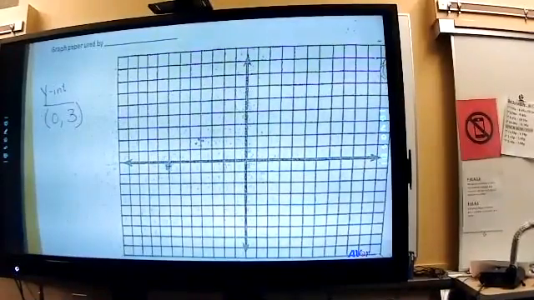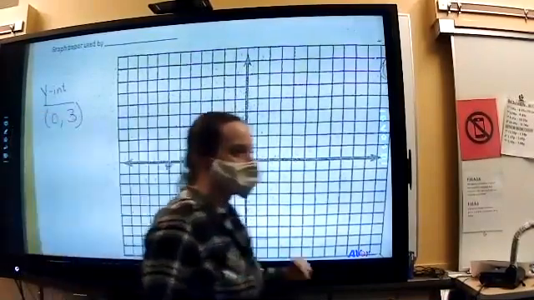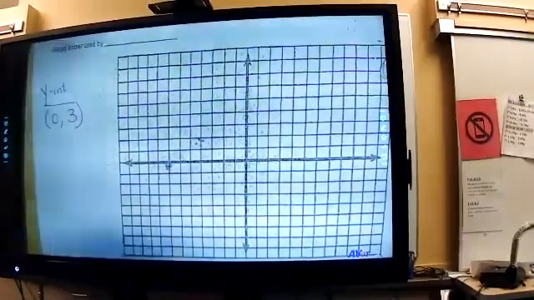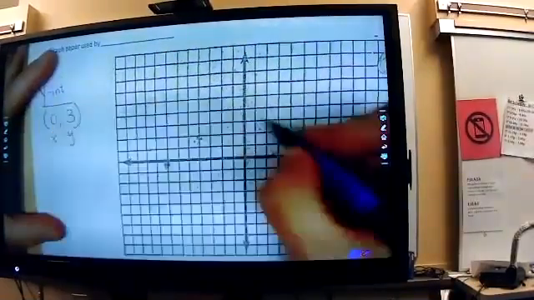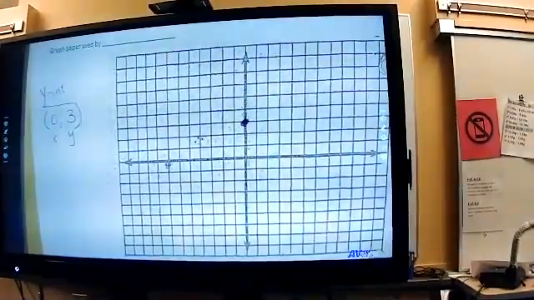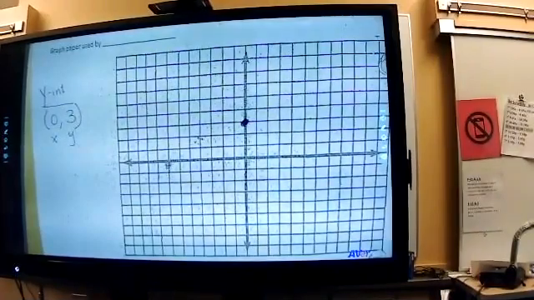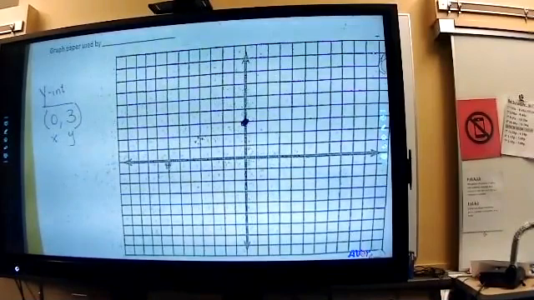Yeah, that means the x is 0, so I don't move left or right any, and I go up 3. So that's going to be your first point. And you need to draw any quadratic U that goes through that point. That's the only criteria, that your U has to go through that point. So how are you going to do that? I want to see how you draw this one.